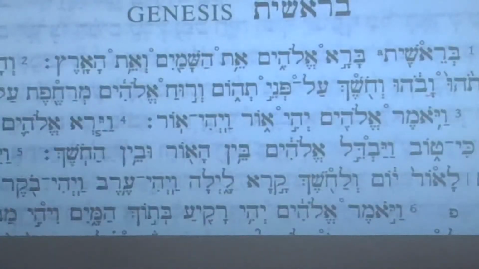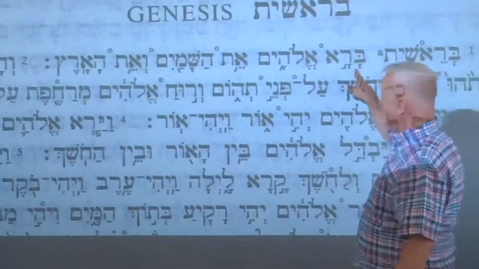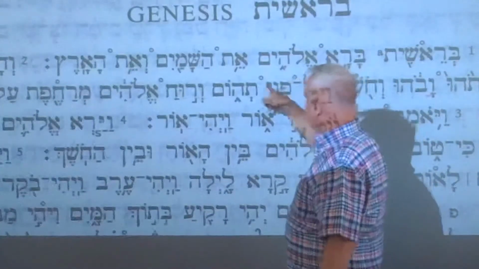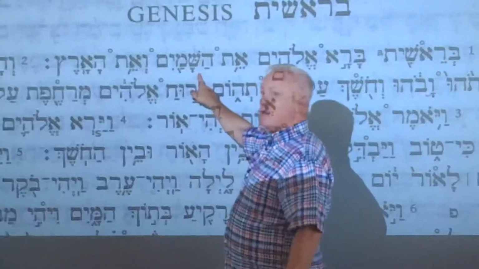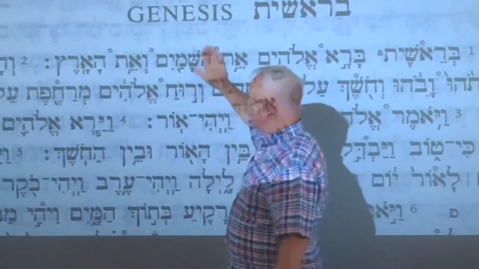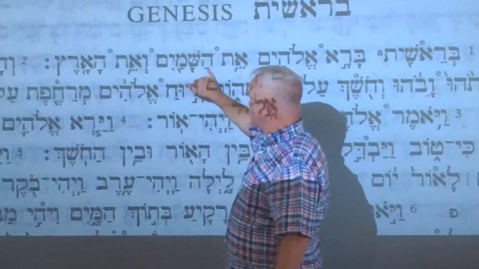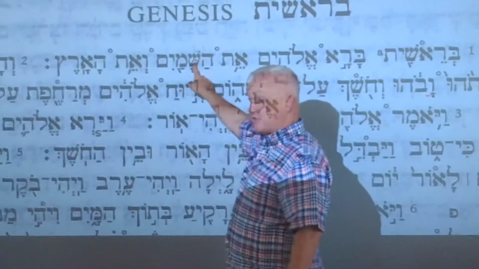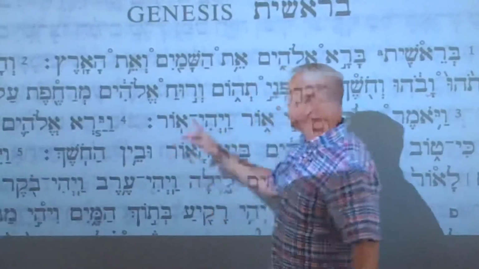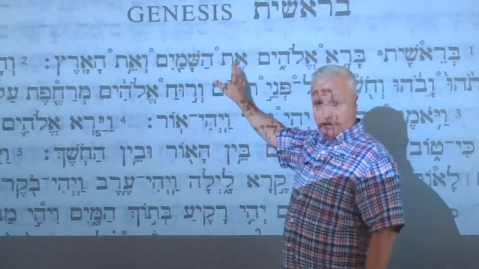You ready? Bereshit, bara, Elohim, et, hashemayim. Notice the shemayim is the word for the heavens, right? There is the hey and a patak and a dagesh forte in the shin. That is a pure, easy to spot definite article.